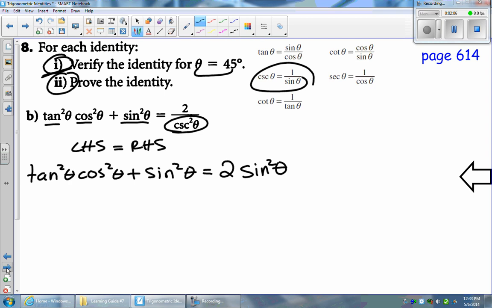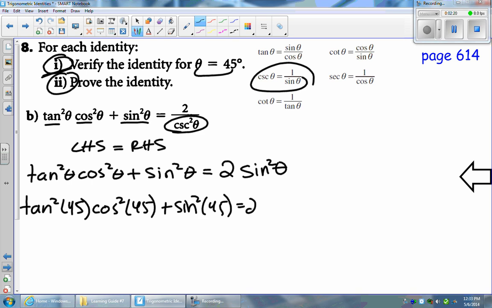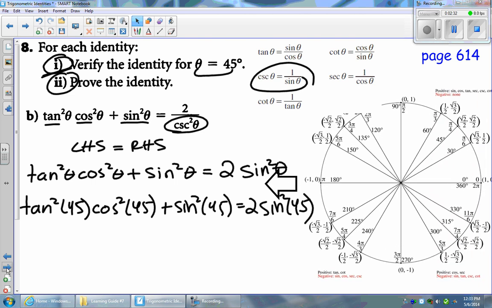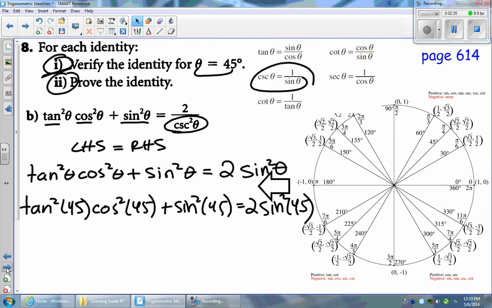So let's go ahead and plug in 45 degrees and see if the left-hand side is equal to the right-hand side. So tan squared of 45, cos squared of 45 degrees, plus sine squared of 45, and this should all equal 2 sine squared of 45 degrees. Now, get your unit circles out, because 45 degrees is on the unit circle. If you look at 45 degrees, that's in quadrant 1. The tan of 45, so here's 45 degrees. Remember, tan is always y over x. If I take those coordinates and divide them, I'm going to end up with 1.